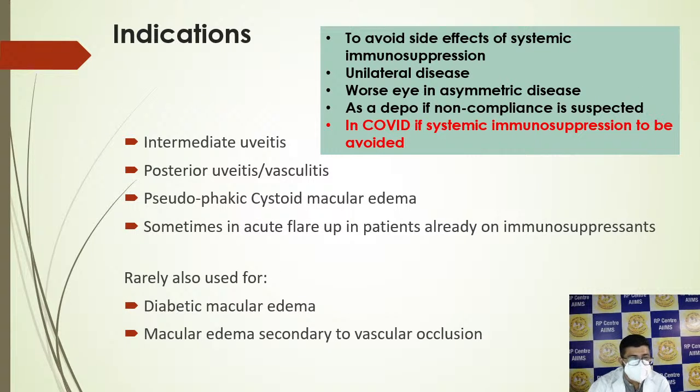So what are the indications? It can be used in intermediate uveitis, posterior uveitis, pseudophakic cystoid macular edema, and also in acute flare-up of patients who are already on immunosuppressants. And also to avoid the side effects of systemic immunosuppression in your worst eye in an asymmetric disease, as a depot if a patient is non-compliant to topical medications. And in the COVID era, if systemic immunosuppression is to be avoided, we can still use the periocular route.